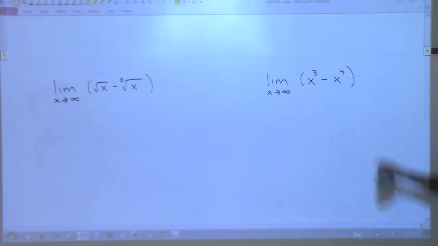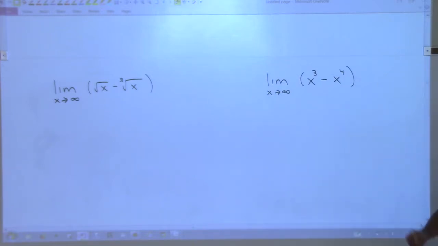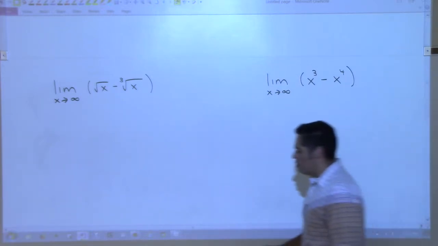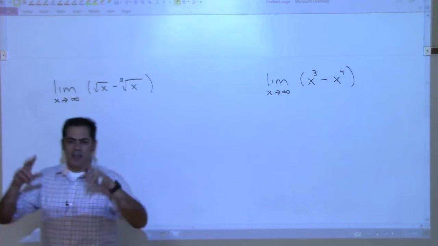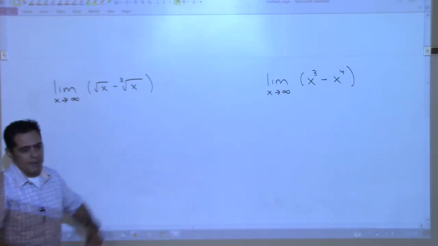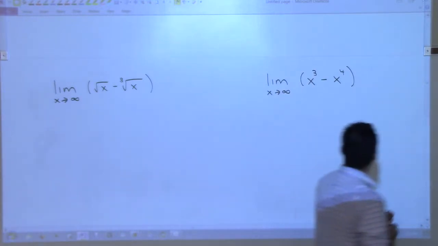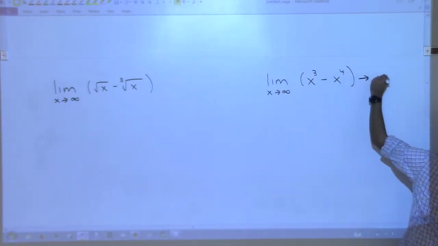On this one, James, where's James? James? What form do I have here? When I say form, I mean like 0 over 0, infinity over infinity. Like, what is the form we have? Infinity minus infinity. Everyone agree? Right. We have the form of infinity minus infinity.